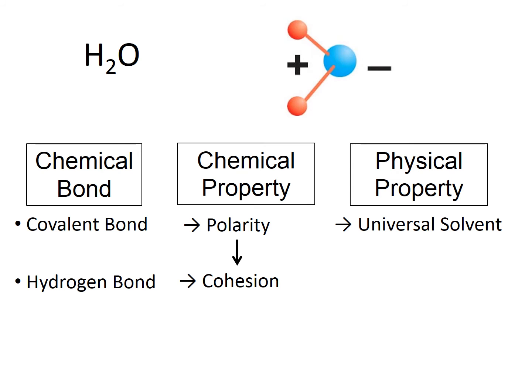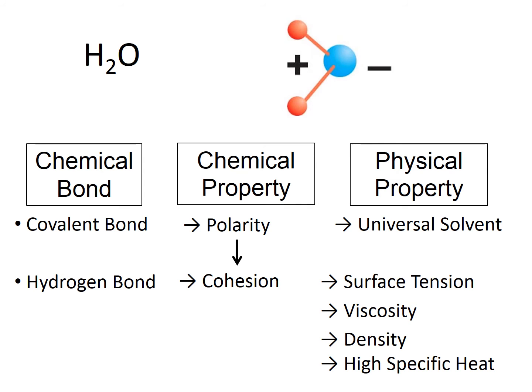As a result of its polarity, water also acquires the property of cohesion, which really is the result of the hydrogen bonds connecting one water molecule to another. That stickiness between water molecules leads to a whole suite of other physical properties, including surface tension, viscosity, density, as well as a high specific heat capacity.